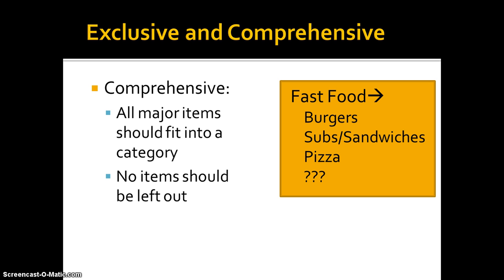By comprehensive categories, I mean that we are not leaving anything out that's important. All major items in a topic are going to fit into a category. So if we're going to classify types of fast food, and I just picked burgers, subs, and pizza, that doesn't include everything. We're leaving something out. And so we want to make sure to include categories that address all major items. So I might be leaving out places like Taco Bell, places that serve Mexican food. I might be leaving out those quick Chinese food places. Those could be considered fast food as well.